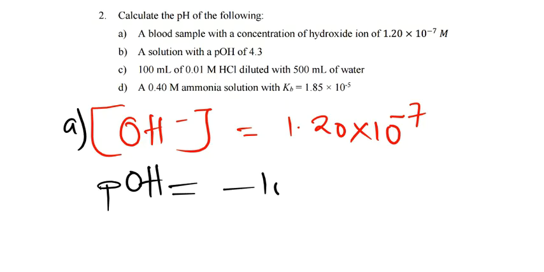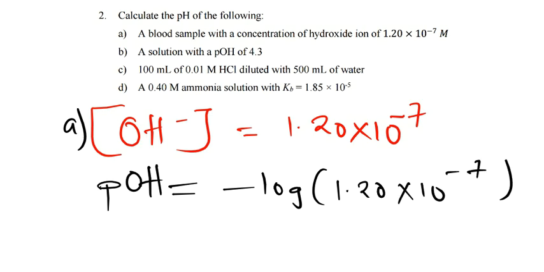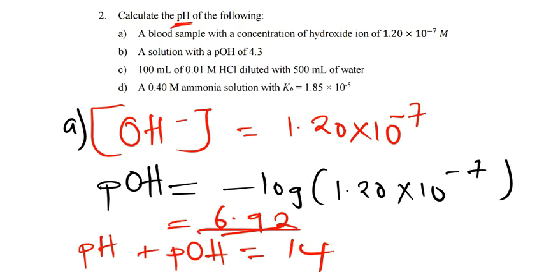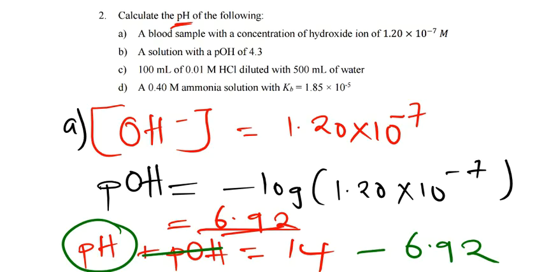So pOH, I said, is a negative log of what? The hydroxide ion concentration, which has been given to be 1.20 times 10 to the power negative 7. Grab your calculator and punch that. I'm getting 6.92. This is a pOH. The question is asking for a pH. I gave you a formula which said the addition of pH and pOH is equal to what? 14. So if you make pH the subject of the formula, you subtract 14 minus the pOH, which is 6.92. What is the answer there? 7.08. Good.